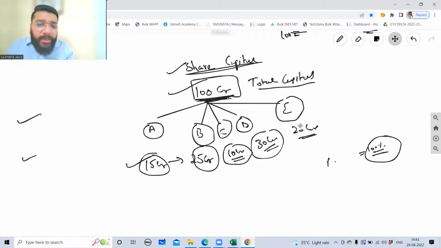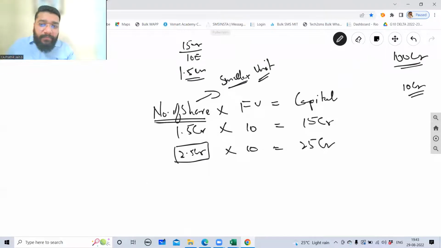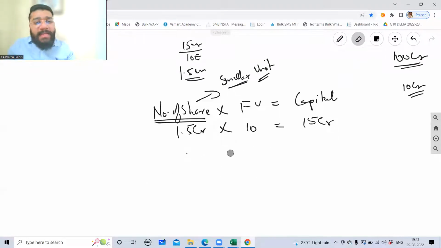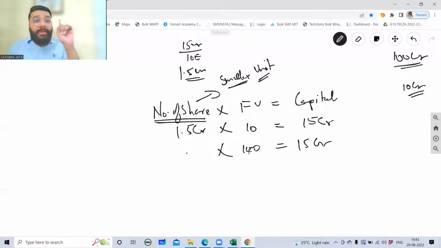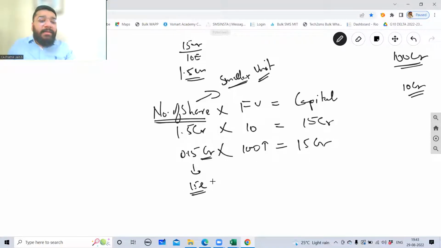In that case, how many shares will A buy? A is still wanting to spend only 15 crores. Now his share is 100 rupees per share. So how many shares will he buy? 15 crore divided by 100, you get 0.15 crore, which is nothing but 15 lakh shares. So what happened? If the face value is increasing, the quantity of shares will decrease.